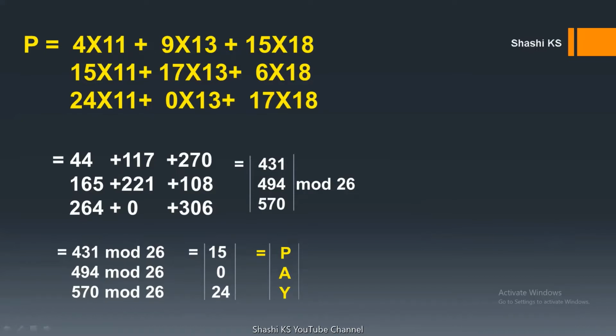Simply put, we'll be calculating the value of key inverse, multiplying it with the ciphertext, and then performing a mod 26 operation to get back our plain text.